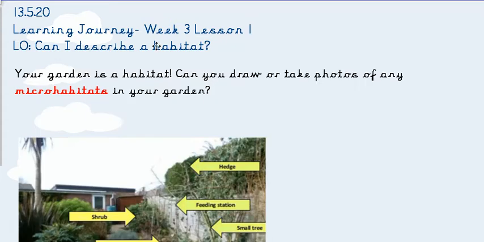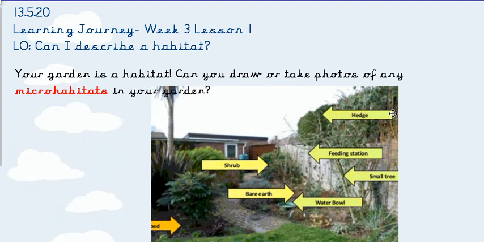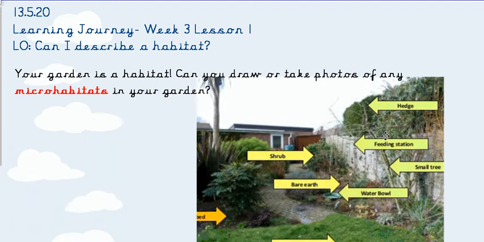So it says here, your garden is a habitat. Can you draw or take photos of any microhabitats in your garden? So I've got a little picture down here, everybody. This isn't my garden. This is just an idea for you. So this is somebody's garden, and as you can see, they've pointed to lots of the microhabitats in the garden. So for example, there's a shrub over here. Should we sound it out together? Shrub. Shrub. And that's the microhabitat.